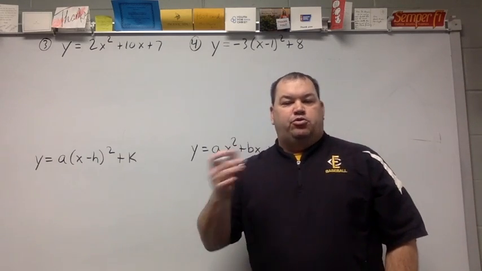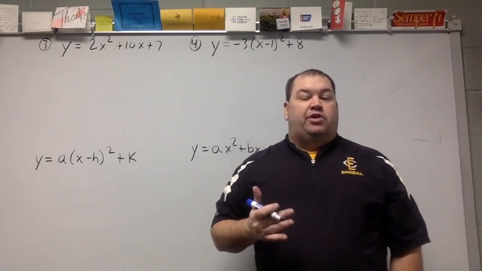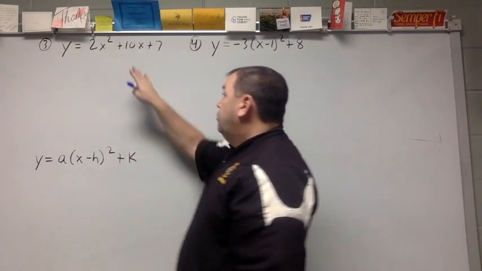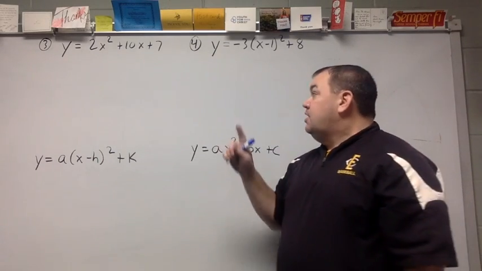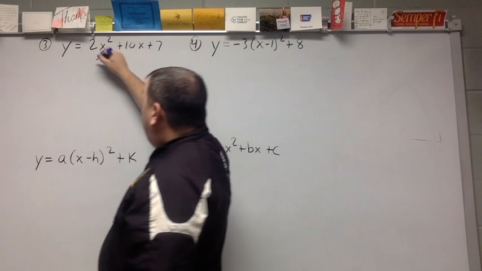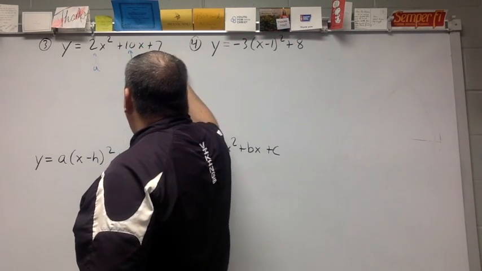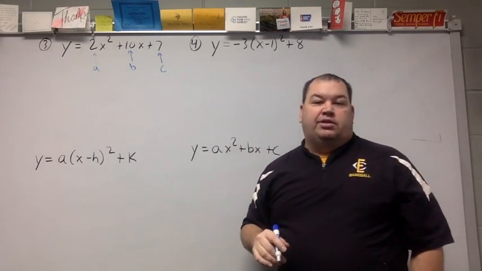Now that we have two different forms of writing quadratics, we have to learn how to convert between the two different forms. So let's start with something that's in standard form. That's the form we've been talking about today. Standard form, here's my A, here's my B, and here's my C. Sometimes it helps people to mark those before going into this.